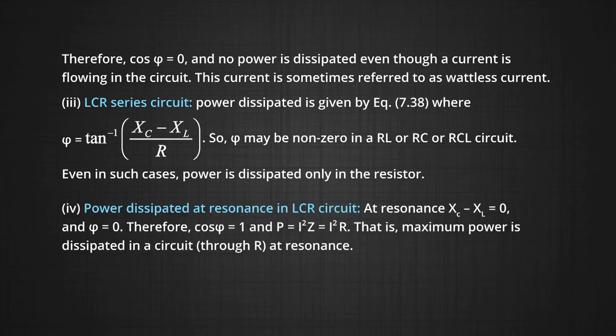If we take another case, power dissipated at resonance in an LCR circuit. At resonance, Xc minus XL is equal to 0, that means Xc is equal to XL, and at that time phi is equal to 0, therefore cos phi is equal to 1. Then the power will be P is equal to I square Z, that is equal to I square R, which is the maximum power dissipated in the circuit through R, which is the condition for resonance, or it will happen at resonance.